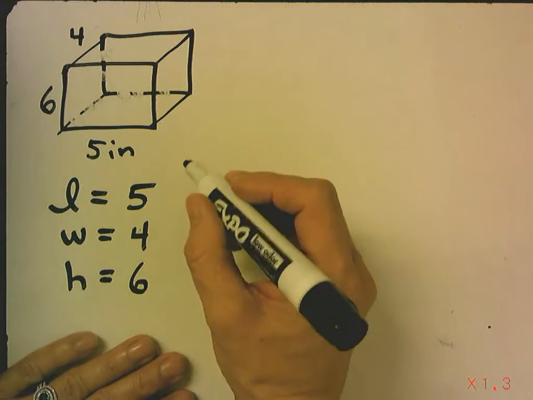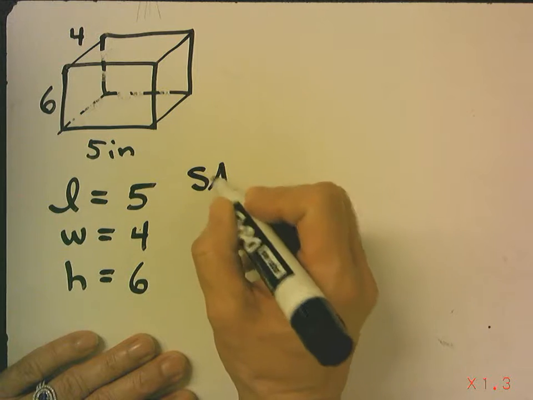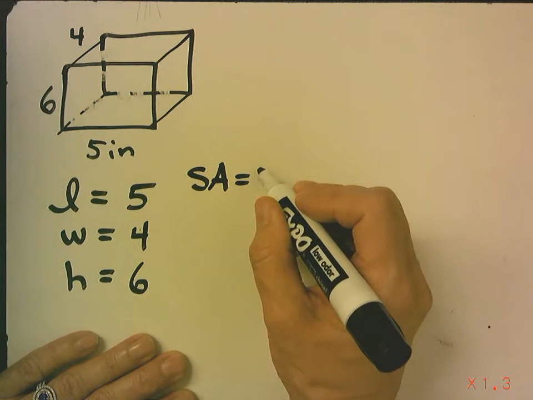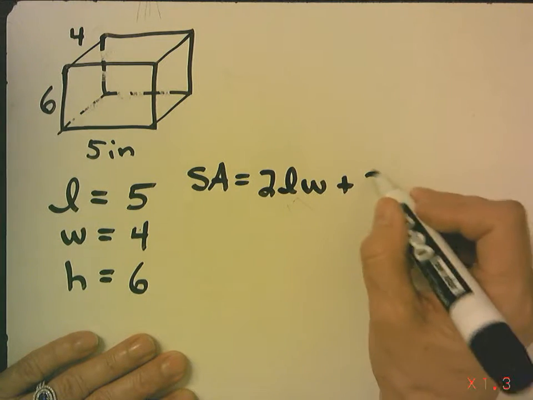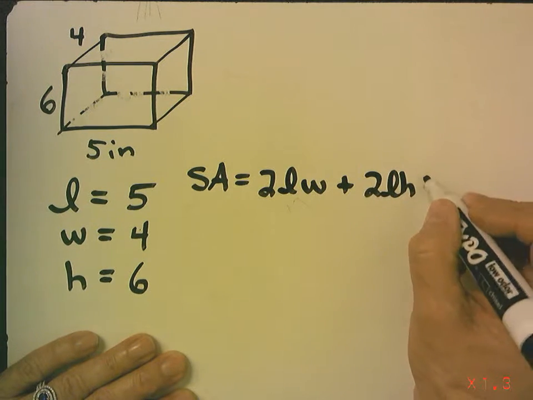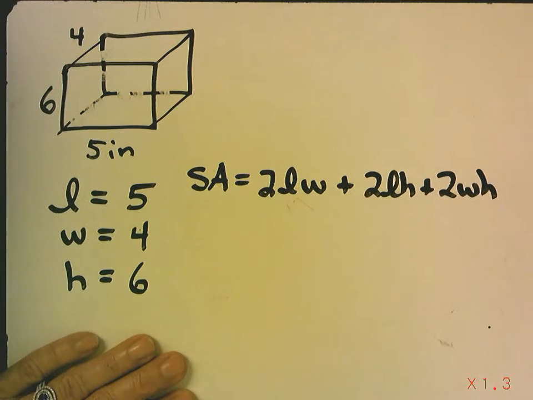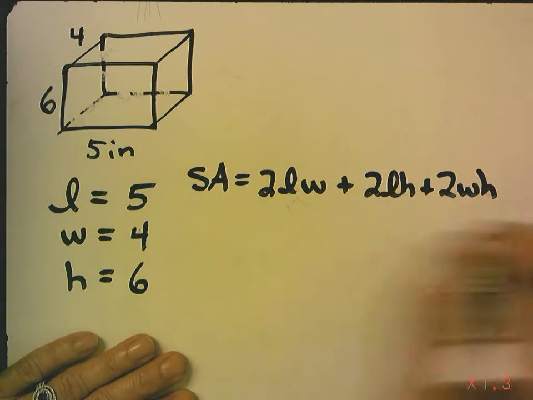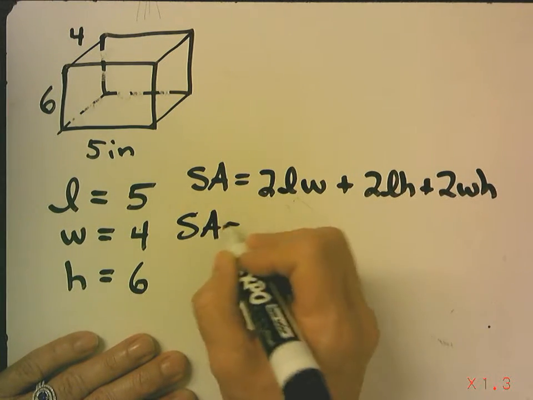Now, the formula for surface area of a rectangular prism, so this only works for a rectangular prism, is 2 times the length times the width plus 2 times the length times the height plus 2 times the width times the height. Okay, and now, using the formula, you just plug in your unknowns.